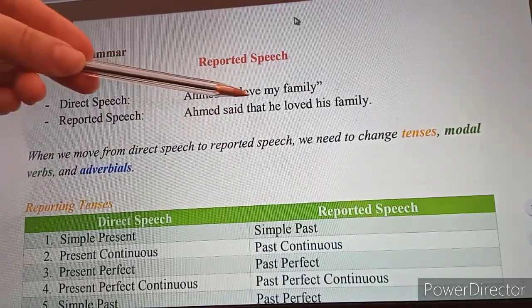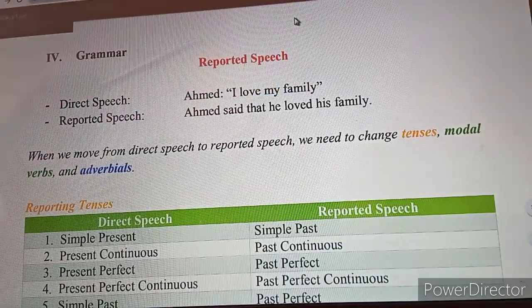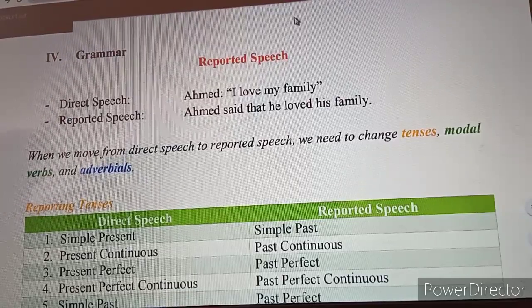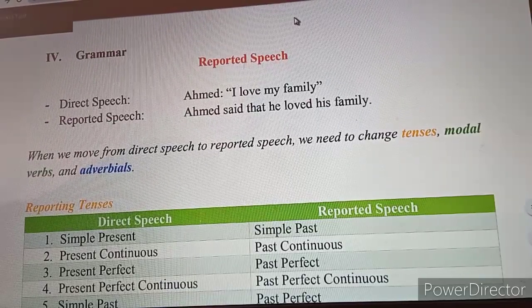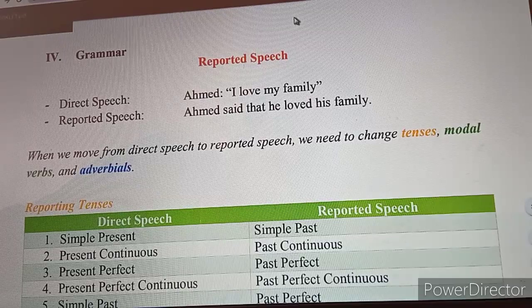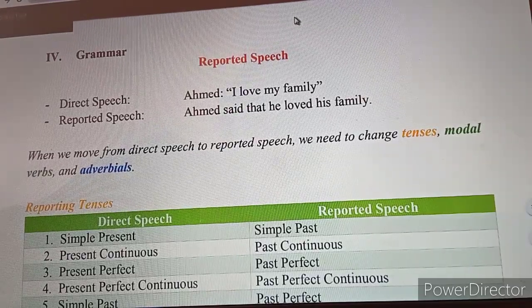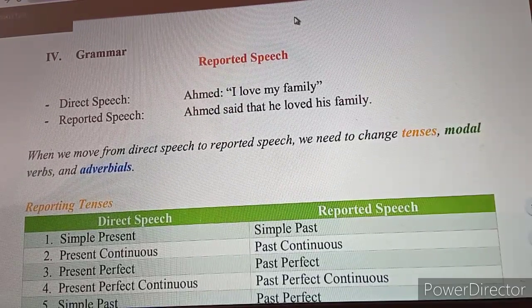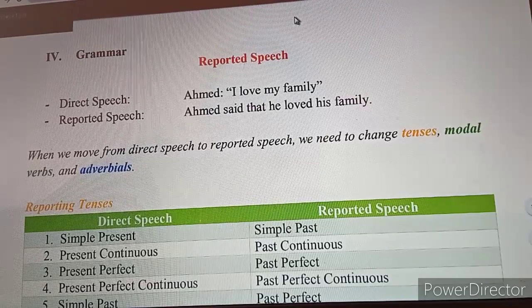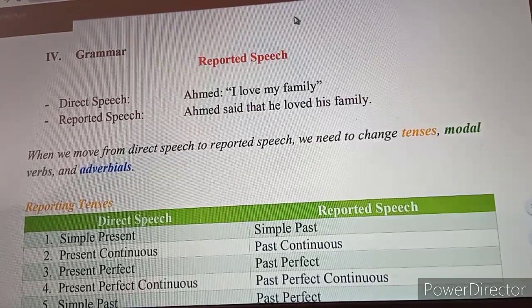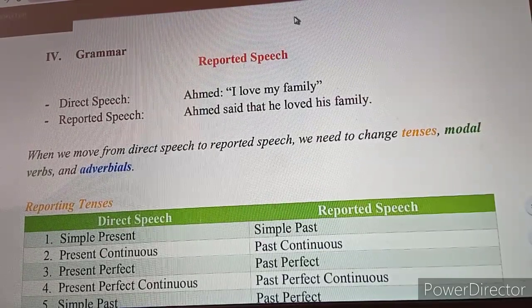Ahmed says, "I love my family." This is direct, clear? This is his speech. So here we will report this speech.